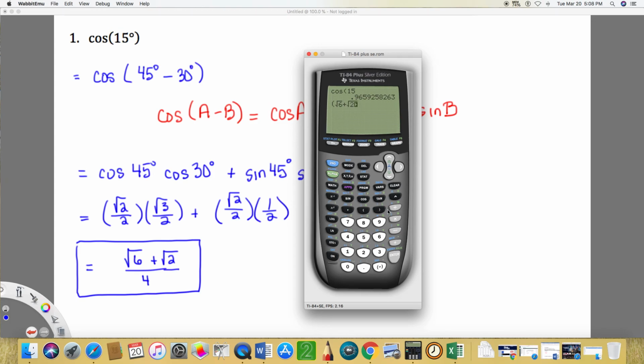And hopefully, if we've done it right, if I remember the right formula from our notes, the decimal point should be the same. And it is.